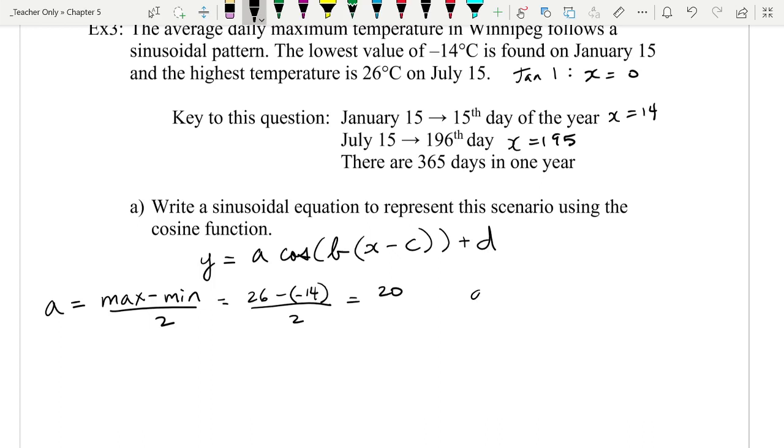D is the average of the maximum and the minimum, so add them and divide by 2. So that's 26 minus 14 divided by 2, which is 12 divided by 2, which is 6.